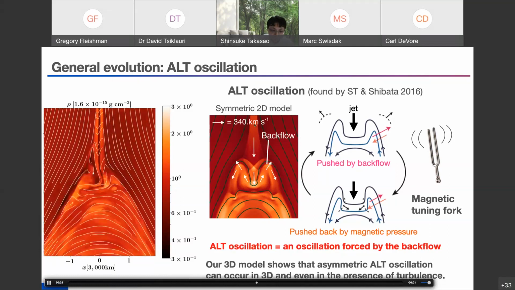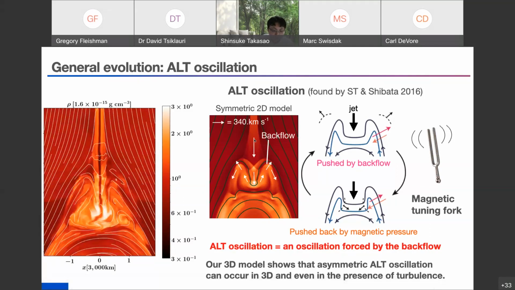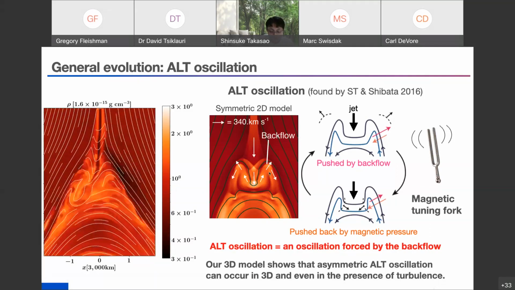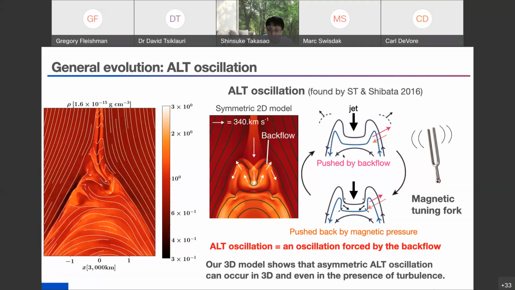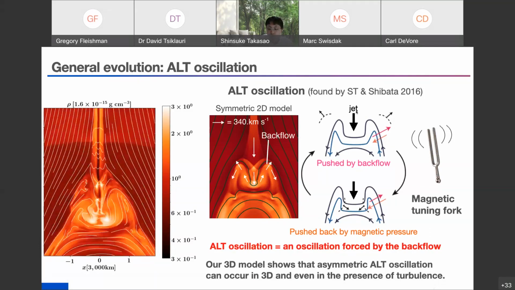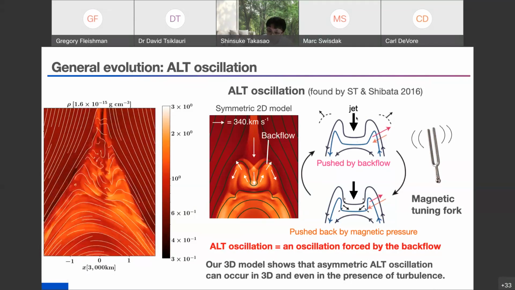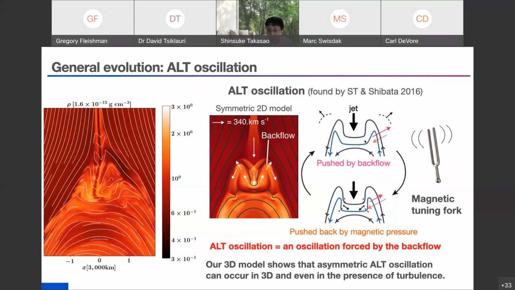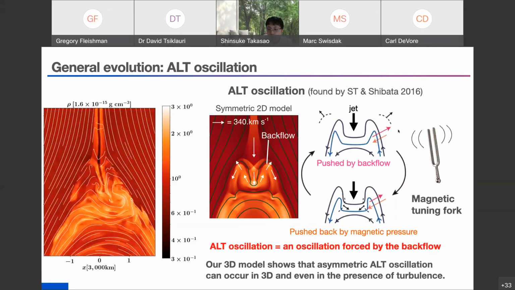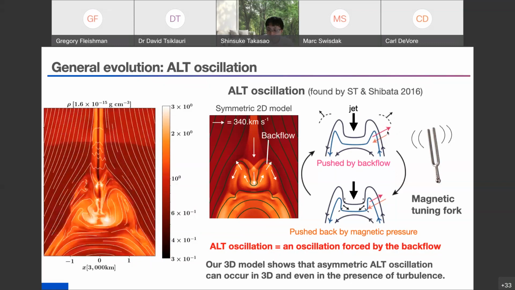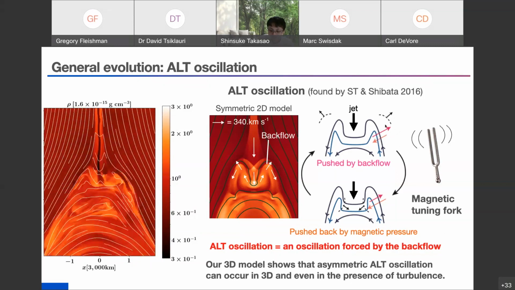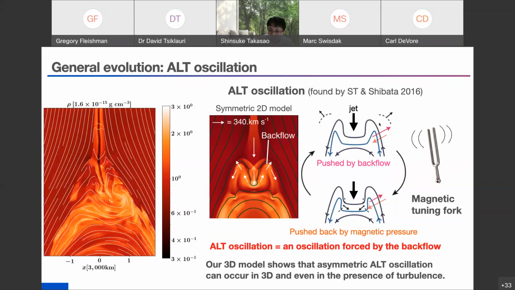So this is a snapshot of the density. We have a reconnection jet, and we have a backflow here. And this is a schematic diagram of this time. So we have a jet and backflow, and this backflow pushes away the magnetic field in this direction. And this backflow increased the magnetic pressure around here.